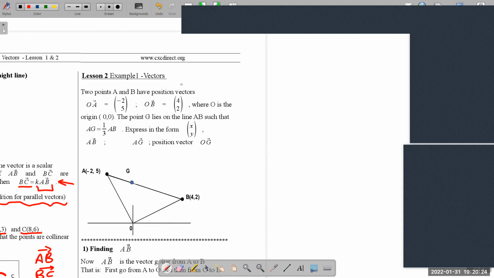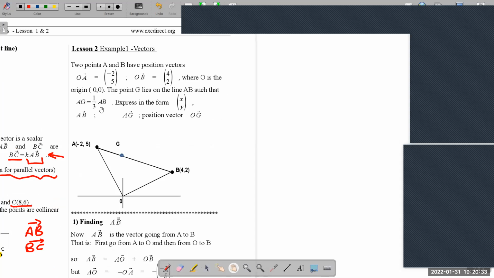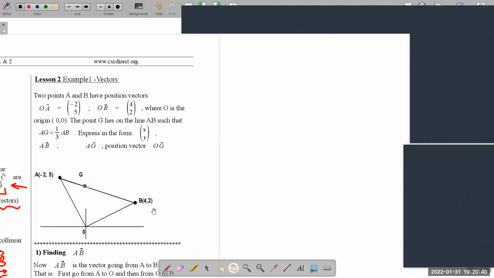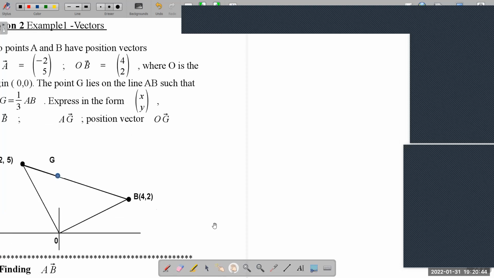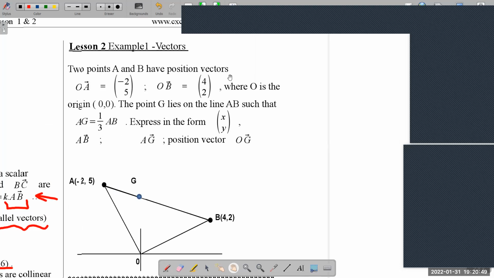So we have an example we're going to go through. And don't forget, print this document, please. Use it to revise. Take a scrap paper, write down the questions, and see if you can work out these questions on your own. So this is a CXC question, and we're going to realize something is a little bit different or more complicated. So let's go. They say two points A and B have position vectors OA is (-2, 5), OB is (4, 2), where O is the origin.